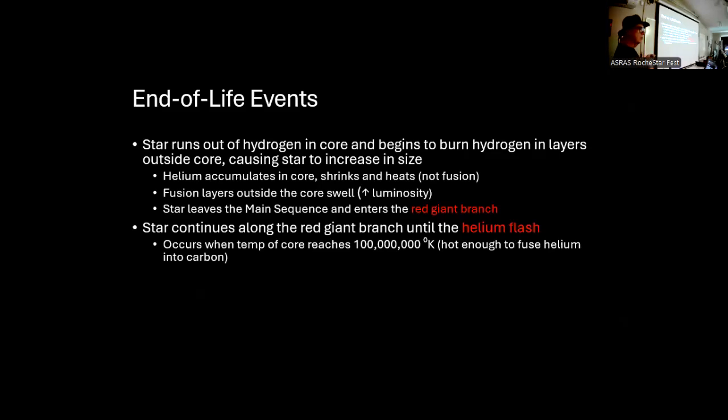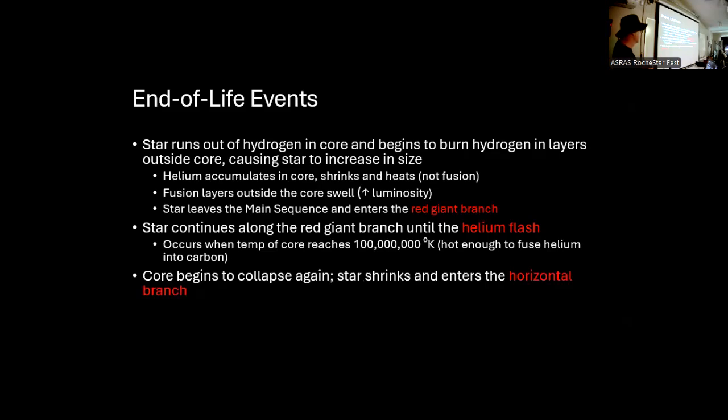The star continues along this red giant phase until something called the helium flash occurs, when the pressure and temperature in the core increases to the point that helium will ignite. And that's about 100 million degrees Kelvin. And that begins to fuse helium into carbon. When that happens, it's a fairly dramatic event for that star, and the star changes characteristics and goes to a different place on the HR diagram again, which I'll show you. The core begins to collapse again. The star shrinks and enters the horizontal branch of the HR diagram.